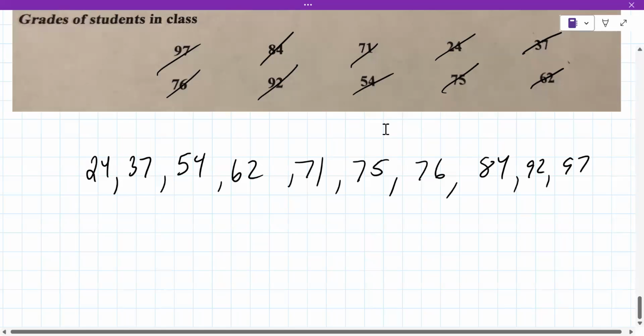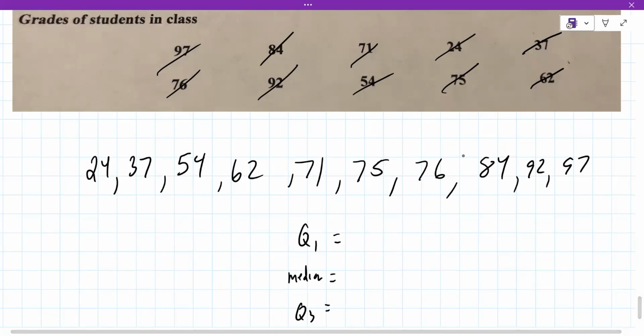So this is the same number of numbers as the first problem. I'd like you to find the median, Q1 and Q3. And if you need me to scroll back up to show you how we did that before, I can, but it's just like the first problem, just different numbers.